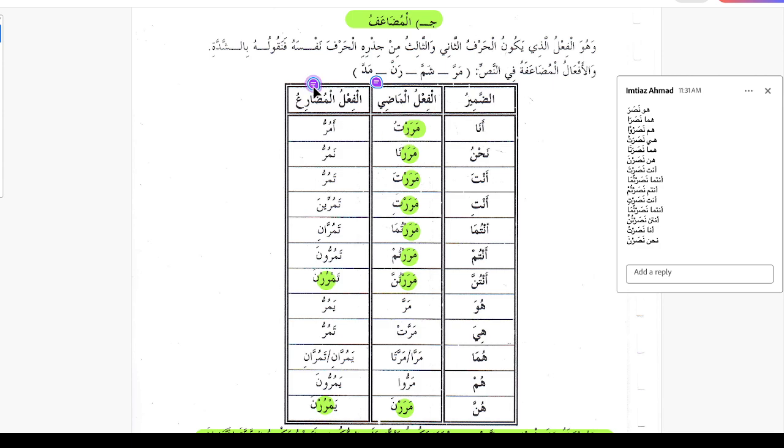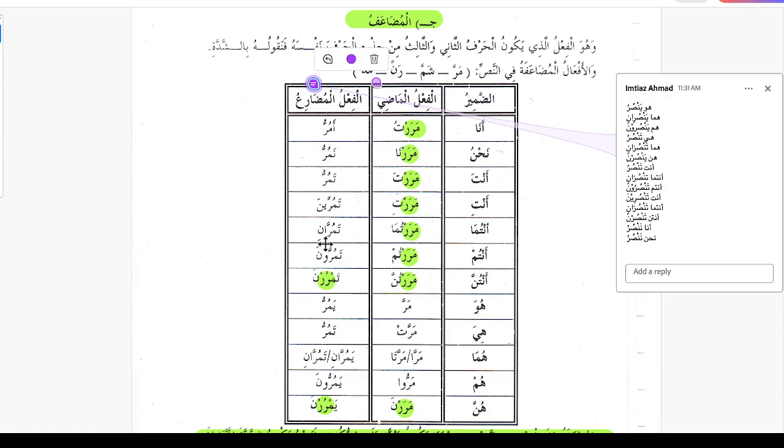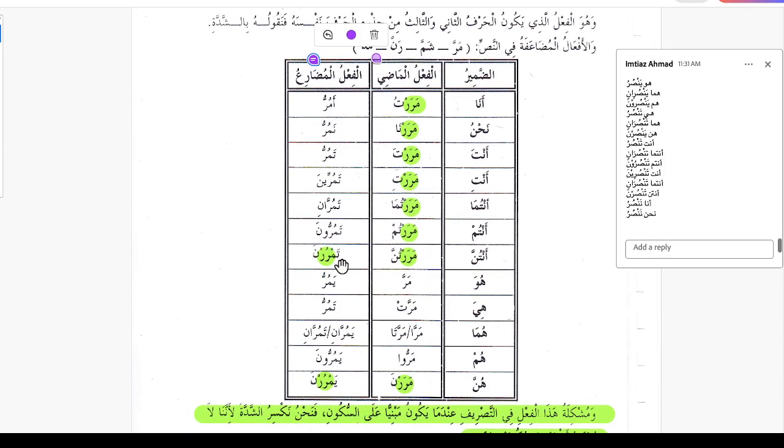Similarly, fi'l mudari, if we use it here, the same difference is there, only where we see the jazm, then the ra opens up, the rest are all the same. So for hunna yamrurna and for antunna tamrurna.